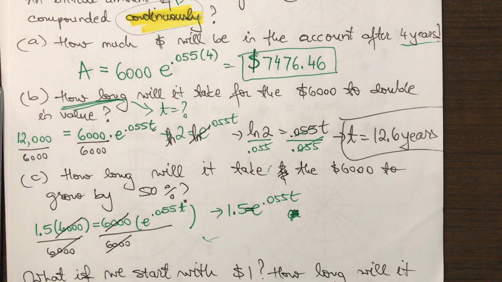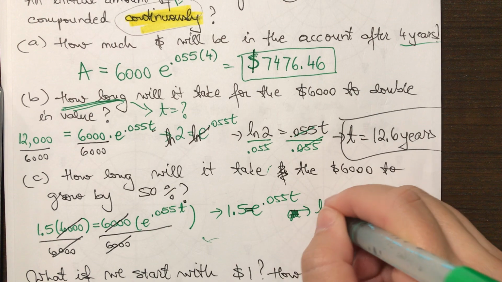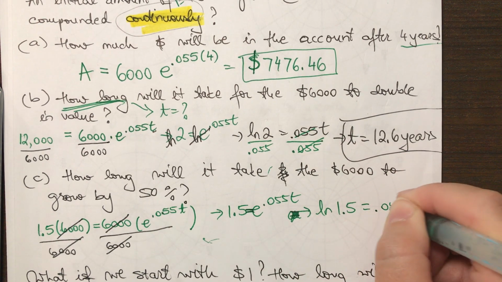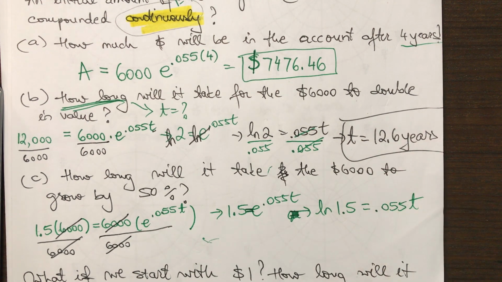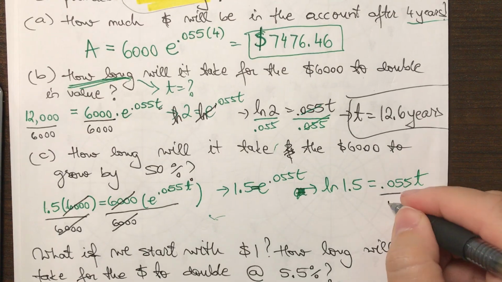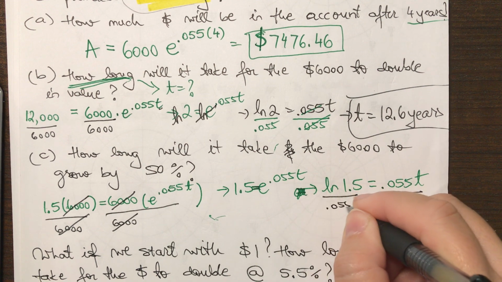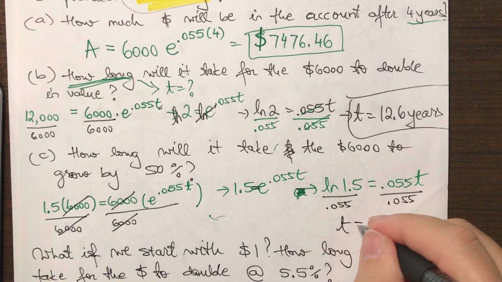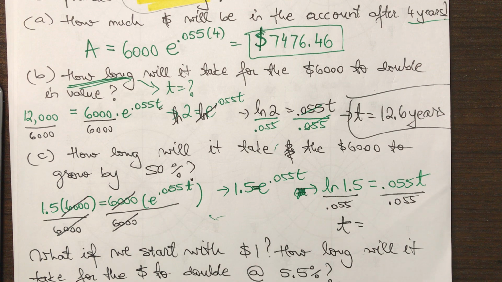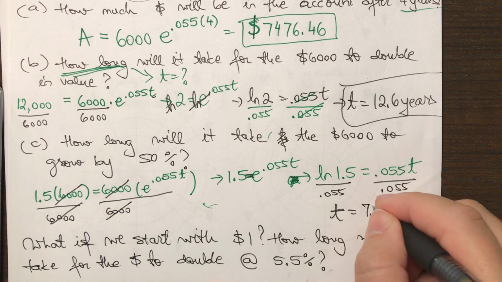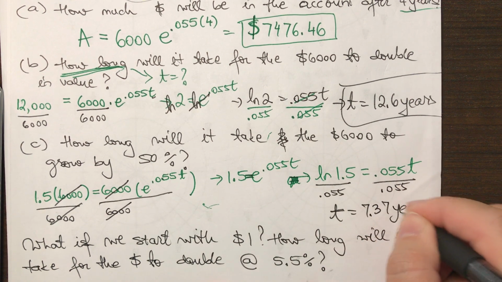Okay, so same thing. What am I going to do with this? Change into a logarithmic form. And then finally divide both sides by this 0.055. So if you put this in your calculator, ln of 1.5 divided by 0.055, you're going to get 7.37 or so years.